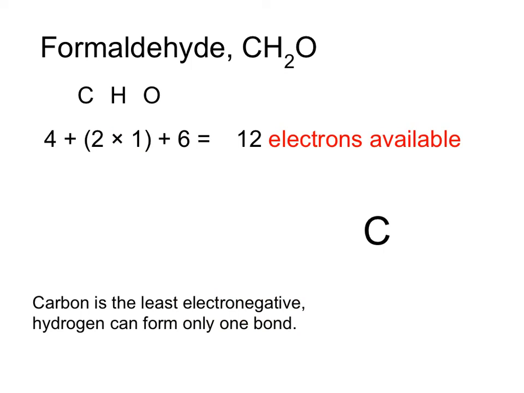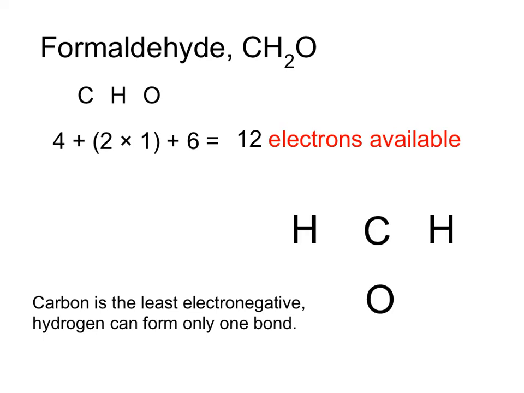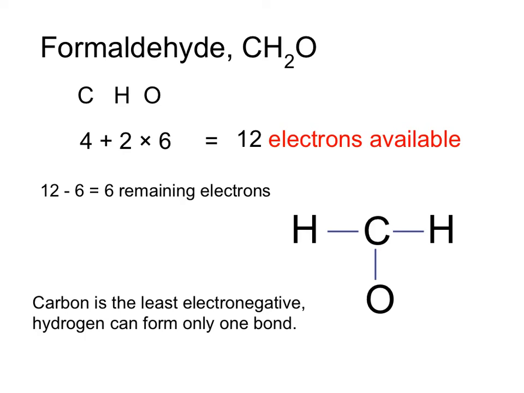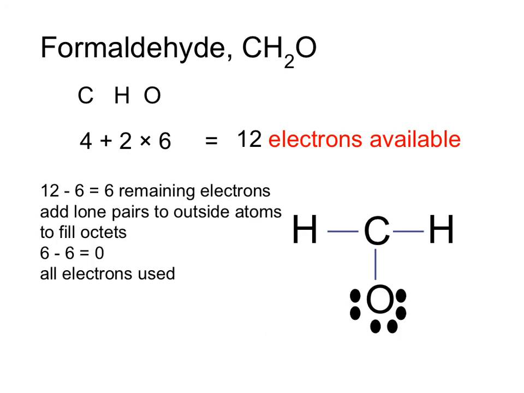Another example, formaldehyde. CH2O. So we have 12 valence electrons total. Remember, carbon is less electronegative, so that's going to go in the middle. Hydrogen can only ever form one bond. And so we'll have this for our skeletal structure. We're going to connect every atom with single bonds. We now have 6 remaining electrons. We're going to place those 6 around oxygen.